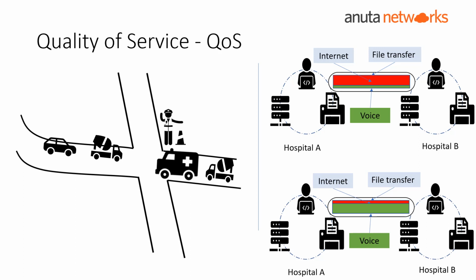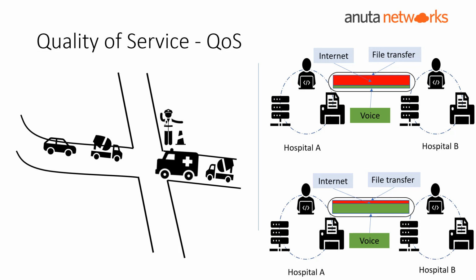Very similarly, in a network, we know there could be different kinds of traffic like internet, file transfer, voice. In our example, a remote hospital and a main hospital are connected. They have a lot of file transfer, like reports, going on between them. They also have voice traffic traversing these links. On an ideal day, the file transfer takes up most of the bandwidth, as can be seen here.